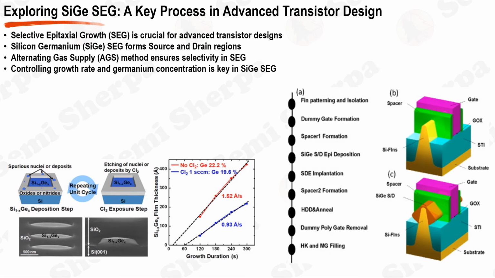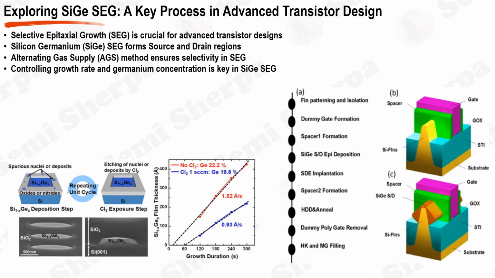To achieve the selectivity, a technique known as alternating gas supply, AGS, is employed. The unit cycle in AGS consists of a SiGe growth step followed by an exposure step with chlorine gas, Cl2. The chlorine exposure step helps to remove any spurious nuclei or deposits formed on the oxide mask, thereby enhancing the selectivity of the SiGe process.